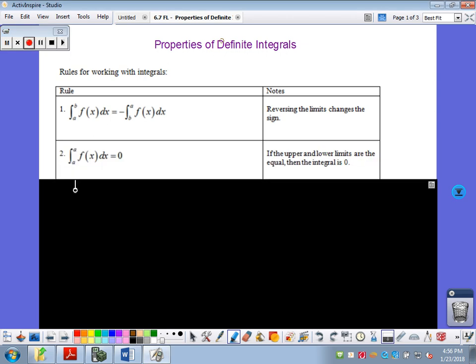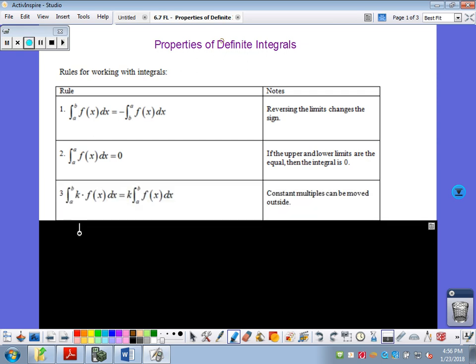The second property that we have is that if you are integrating with two values that are exactly the same, so your upper and lower limits are equal, then your integral is going to be 0. If you're not covering any area, you're starting at the exact same point, we would expect the area to equal 0.